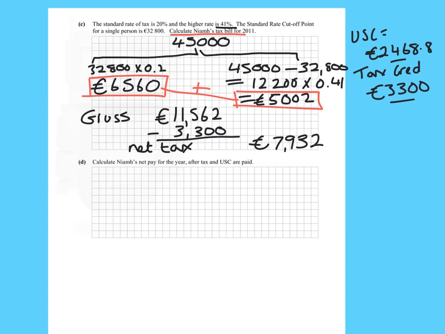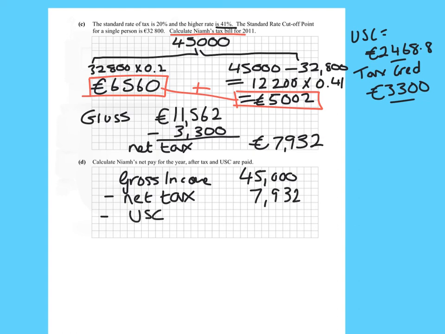The last part of the question said calculate Niamh's net pay for the year after tax and USC are paid. So important here, what we're going to do is take our gross income, which is 45,000. We're going to take from that our net tax. We don't have to include our tax credit here because it's already included in this figure, 7,932. And we take away USC, and that's 2468.8, and that will be her net income.